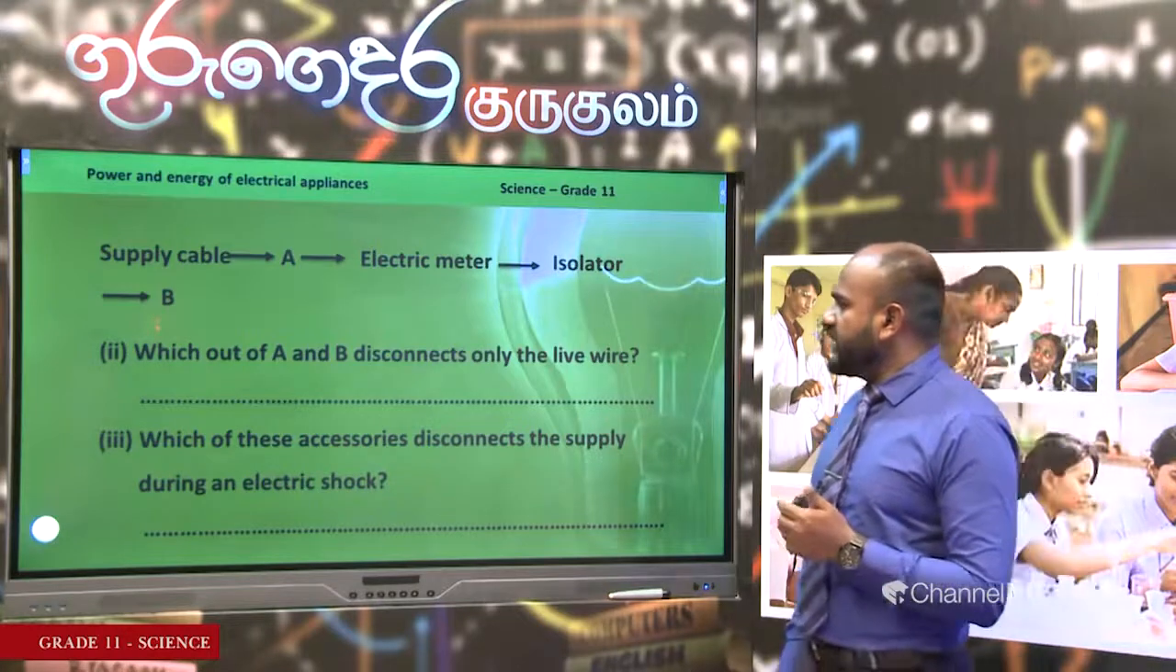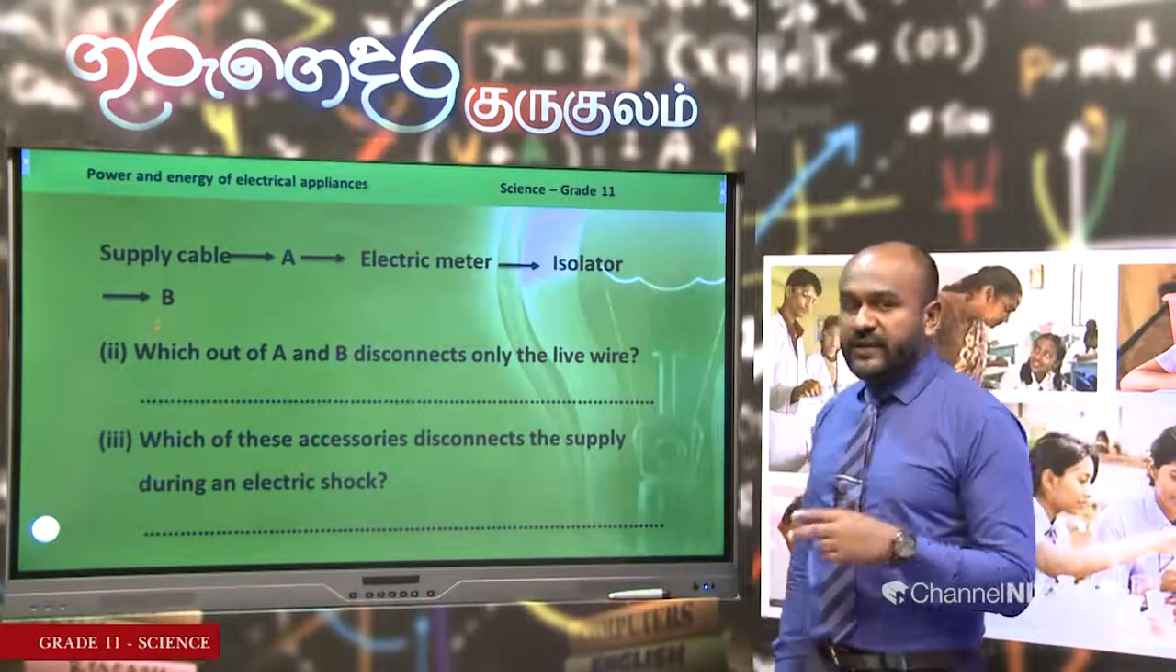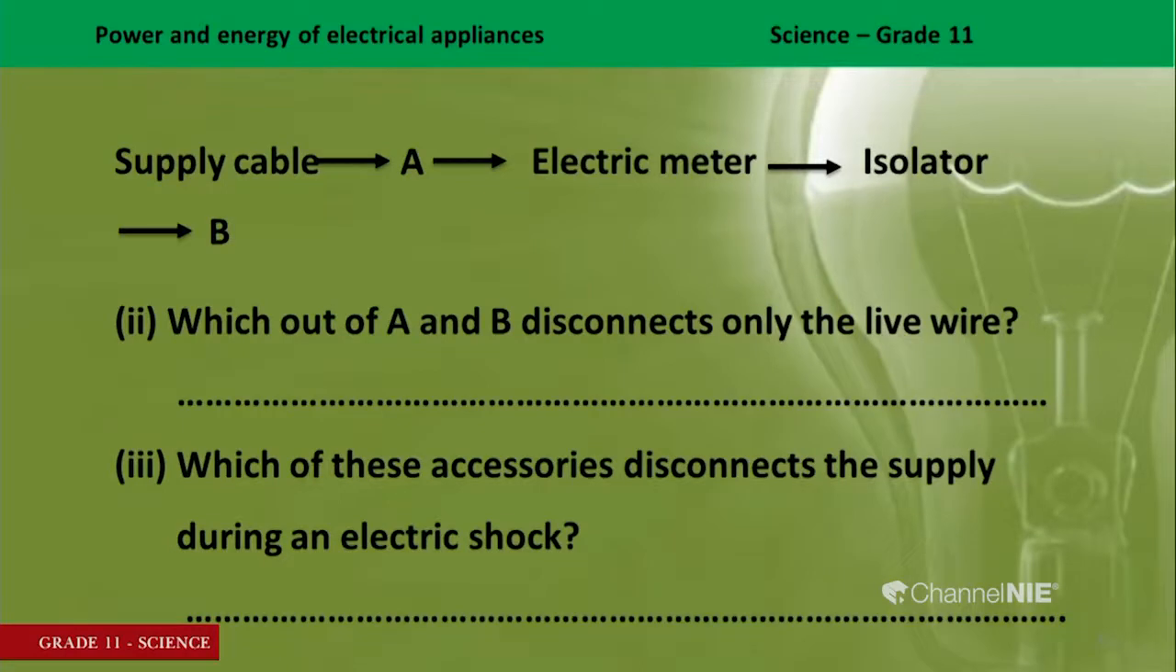Which out of A and B disconnects only the live wire? You know, there are dual pole switches. They disconnect both live and neutral wires, but out of these things given, there is one circuit breaker which disconnects only the live wire. You need to select what it is. Which of these accessories disconnect the supply during an electric shock? Now let us see the answers. A disconnects only the live wire. A shows the overload circuit breaker, and during electric shock, the one which disconnects the supply is B, the residual current circuit breaker.